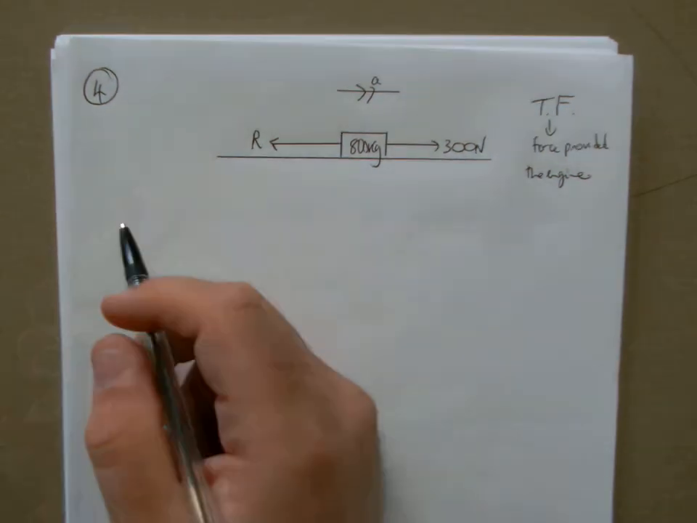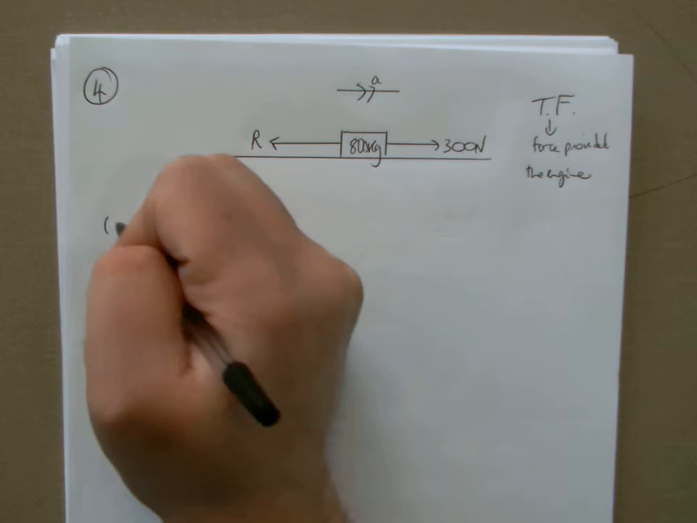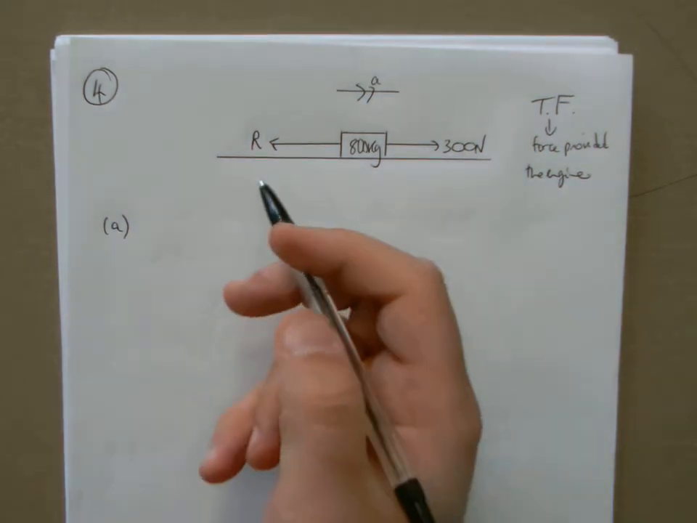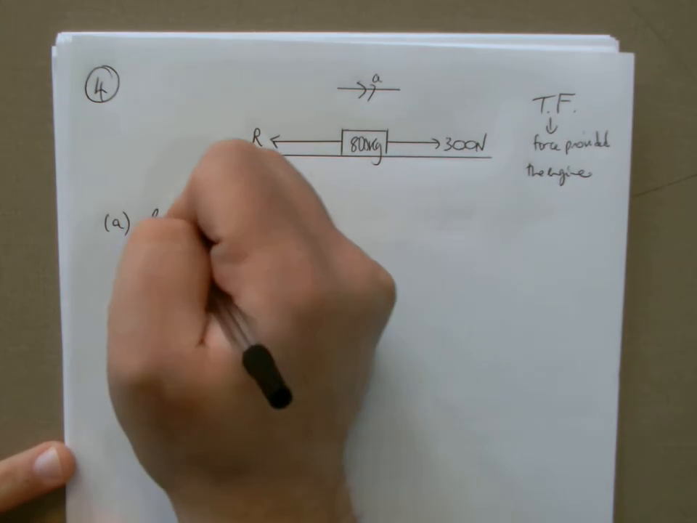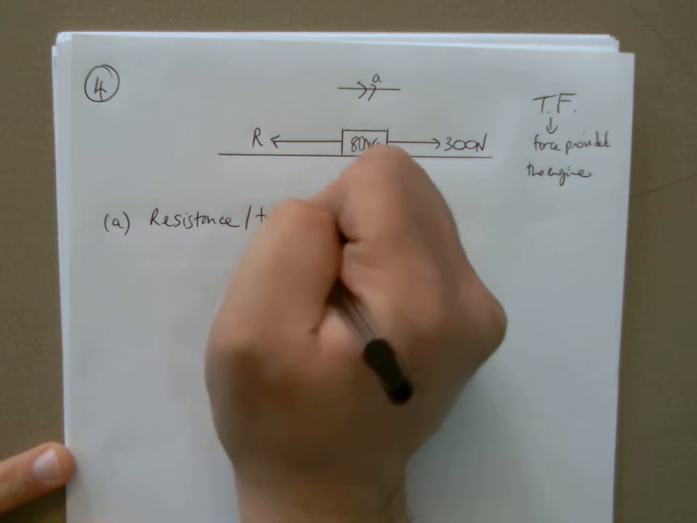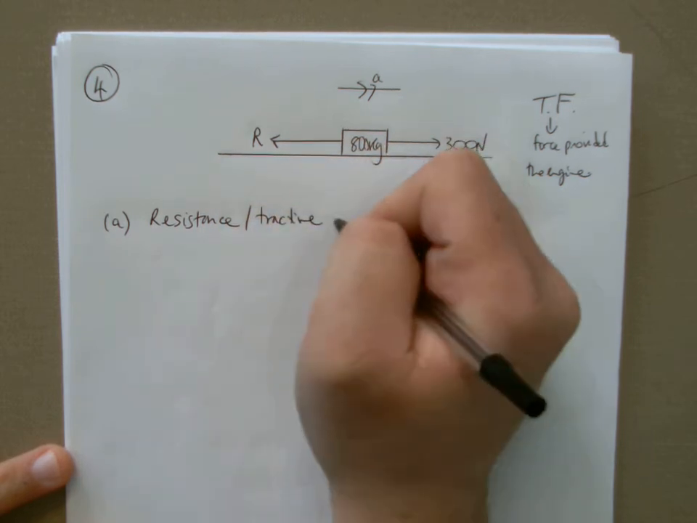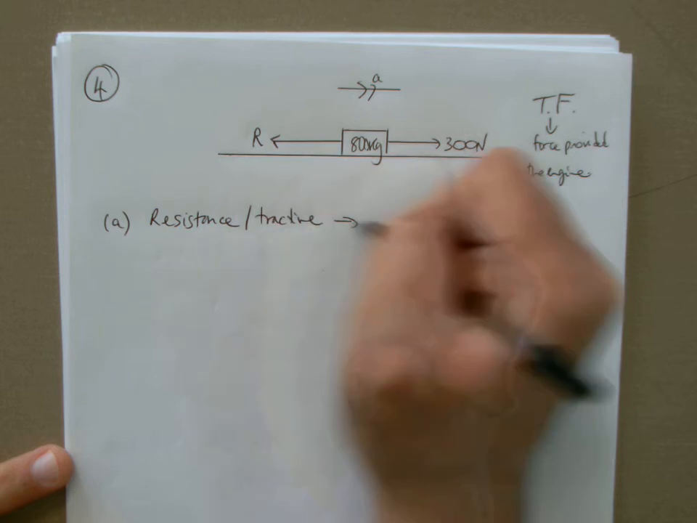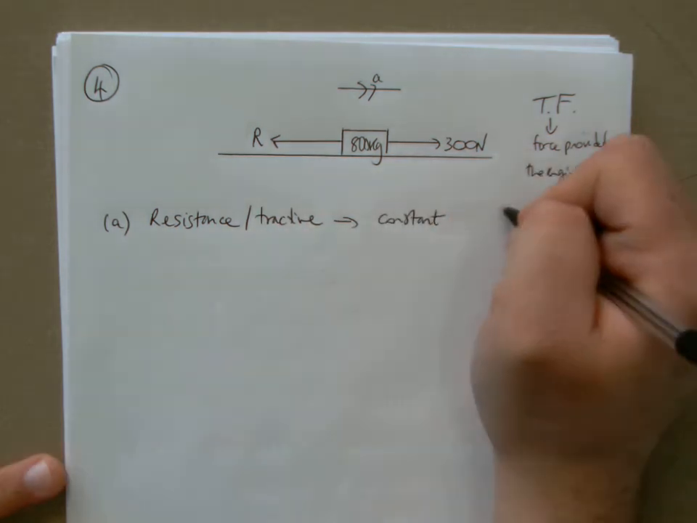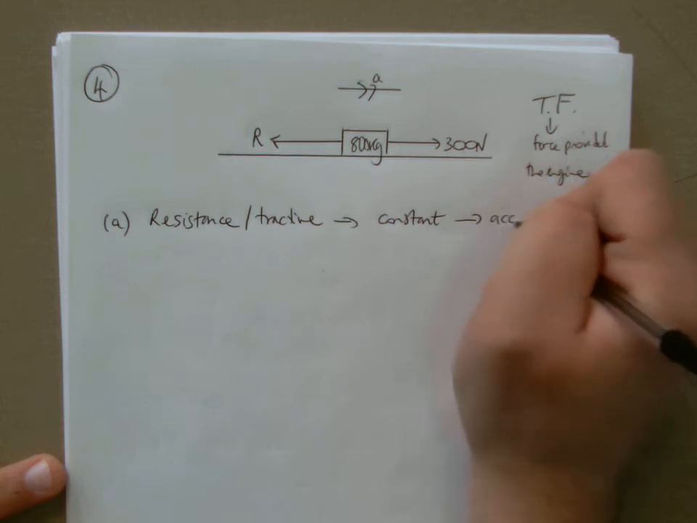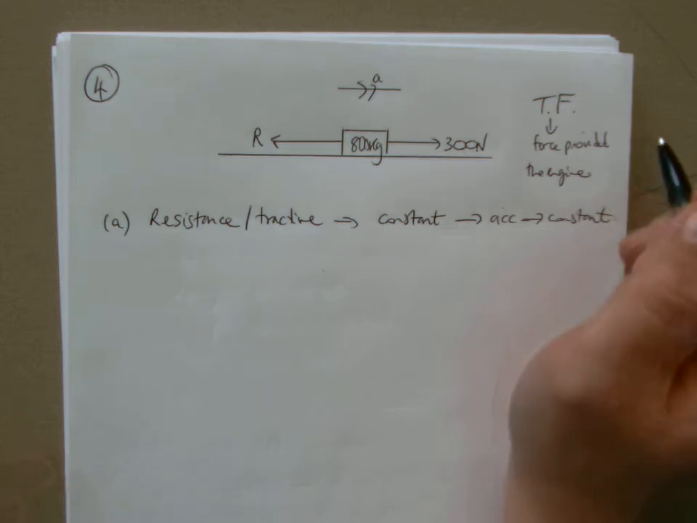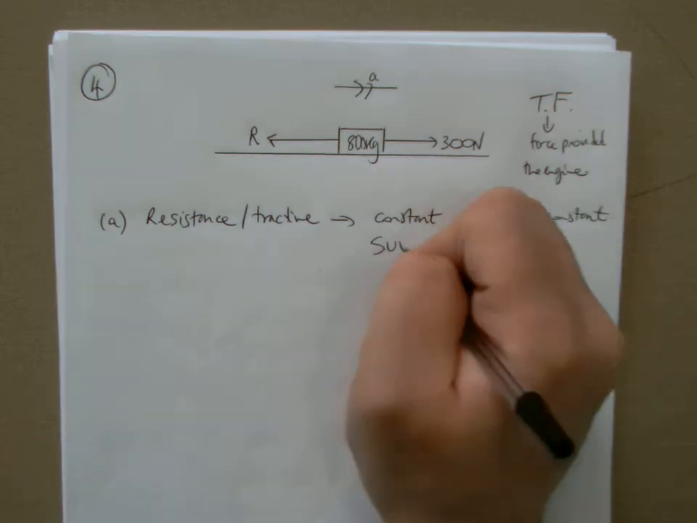So it says, determine in part A the magnitude of the acceleration of the car. When you read the question, it's so important to see that when it talks about the resistance force and the tractive force, they say they're both constant. And if they're both constant forces, that means acceleration will be constant. If the forces are constant, it's accelerating constantly, which means we can use Suvat.